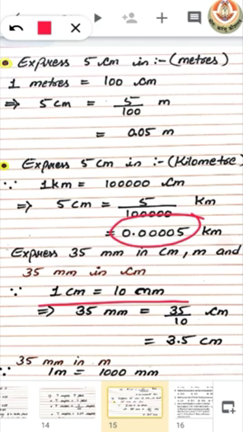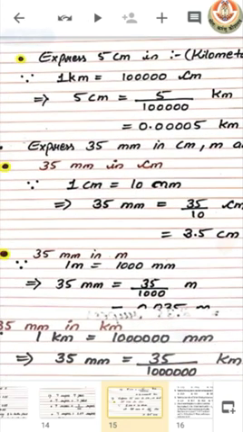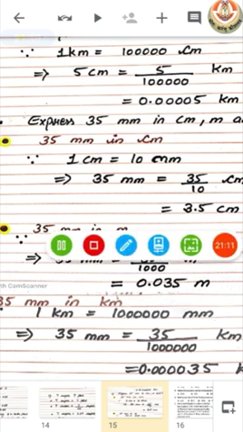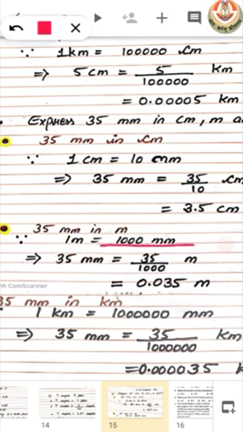Now for converting 35 millimeter into centimeter, we know that 1 centimeter is equal to 10 millimeter. So we just have to divide 35 by 10 to get our answer in centimeter. Now when we have to convert millimeter into meter, we know that 1 meter is equal to 1000 millimeter. So to convert 35 millimeter into meter, we divide 35 by 1000, and after dividing we get the answer 0.035.